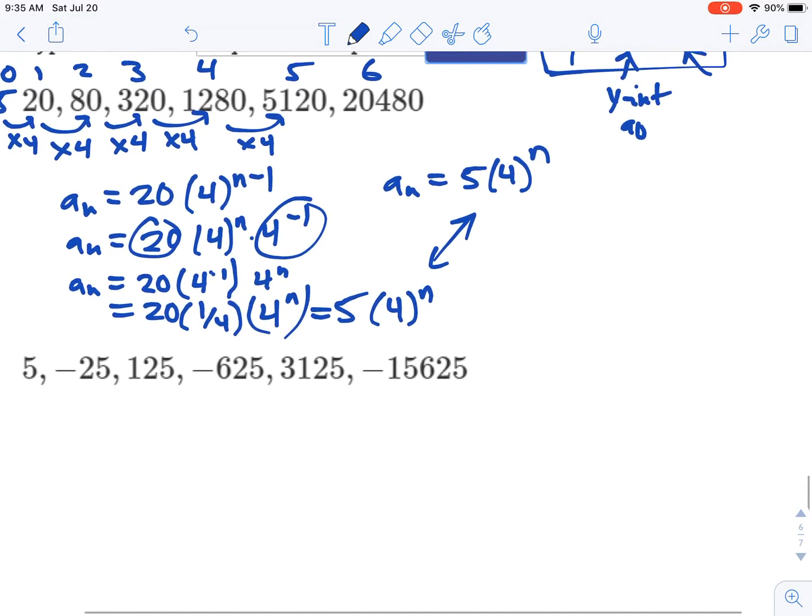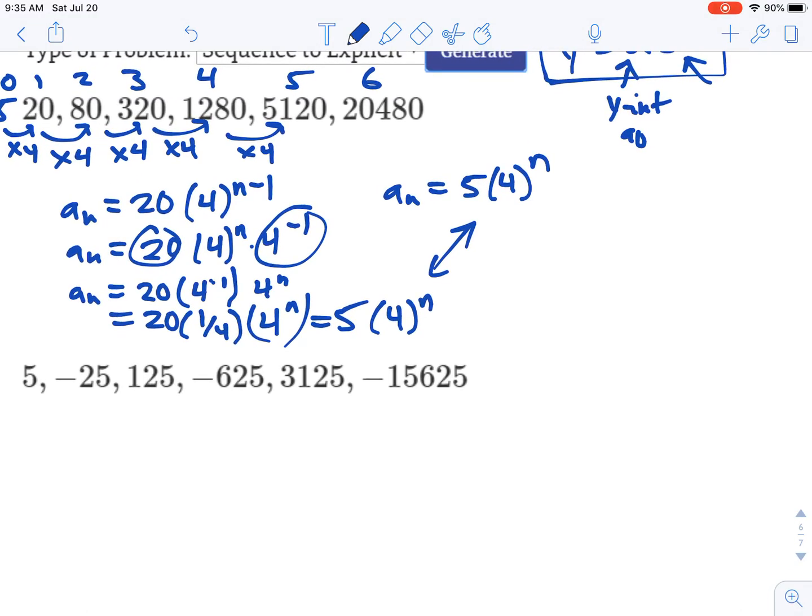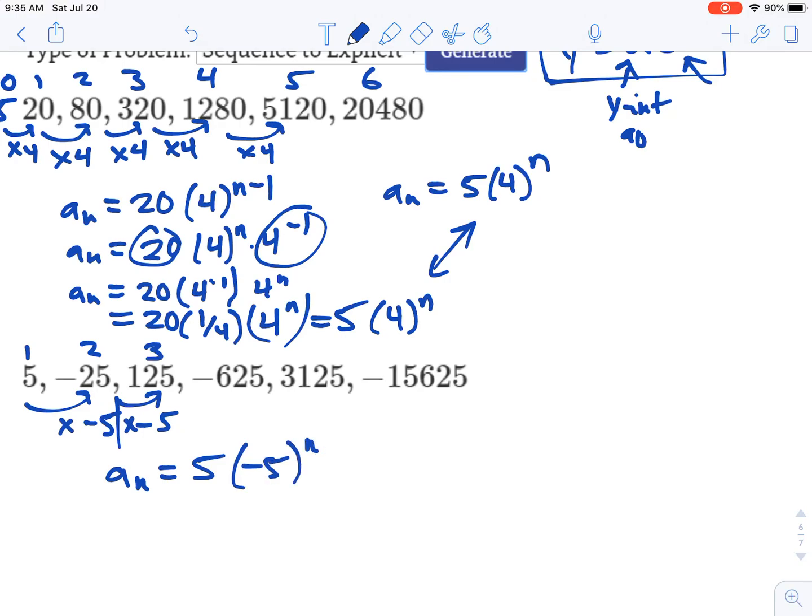For the next one, very similar. We could start with, this is our first term, second term, third term, etc. This is going to be times negative 5 every time. See how it's changing the signs there every time, so times negative 5. So if you want to use the one from the reference sheet, it would be the first term times negative 5 to the n minus 1.